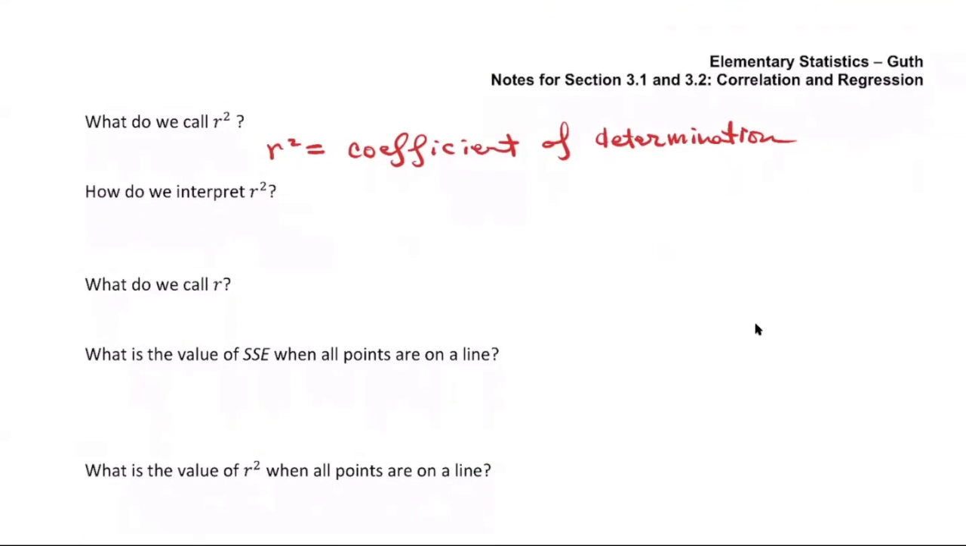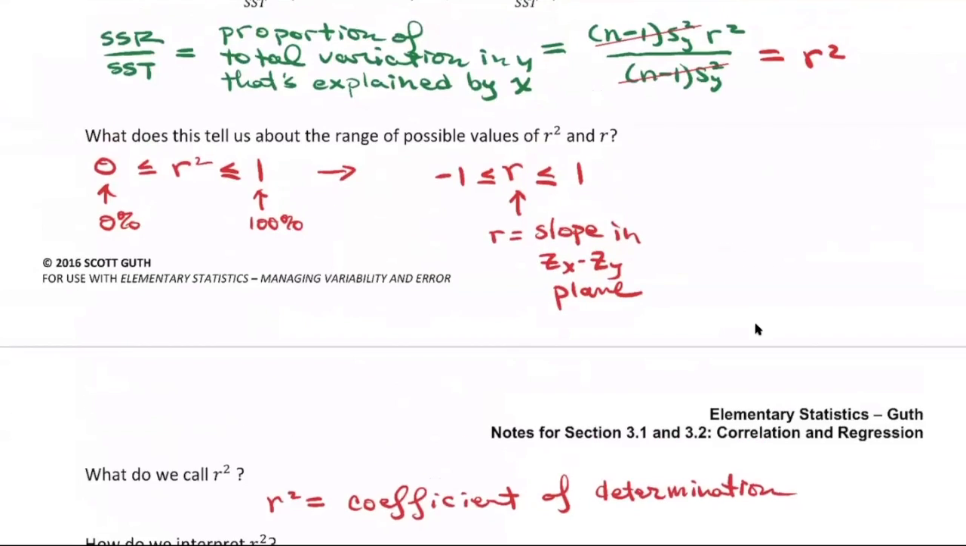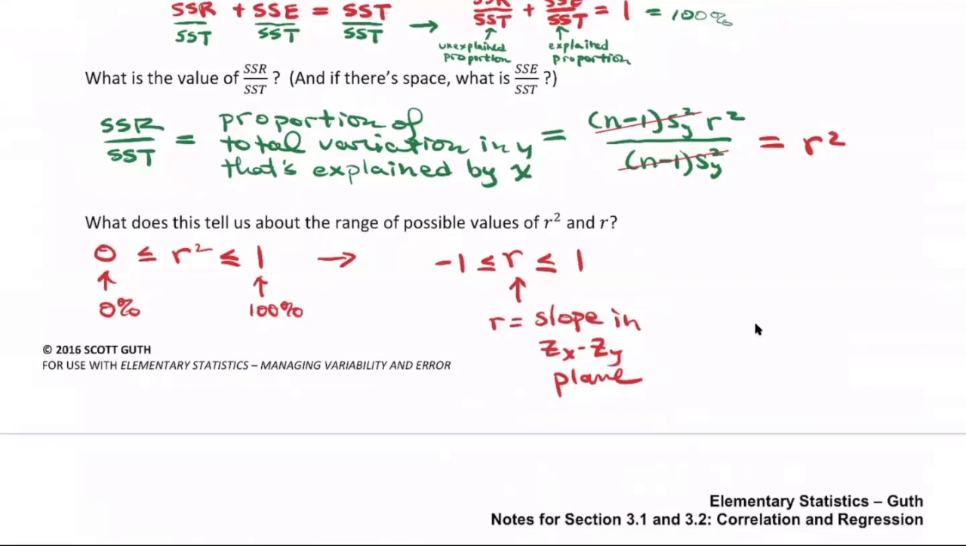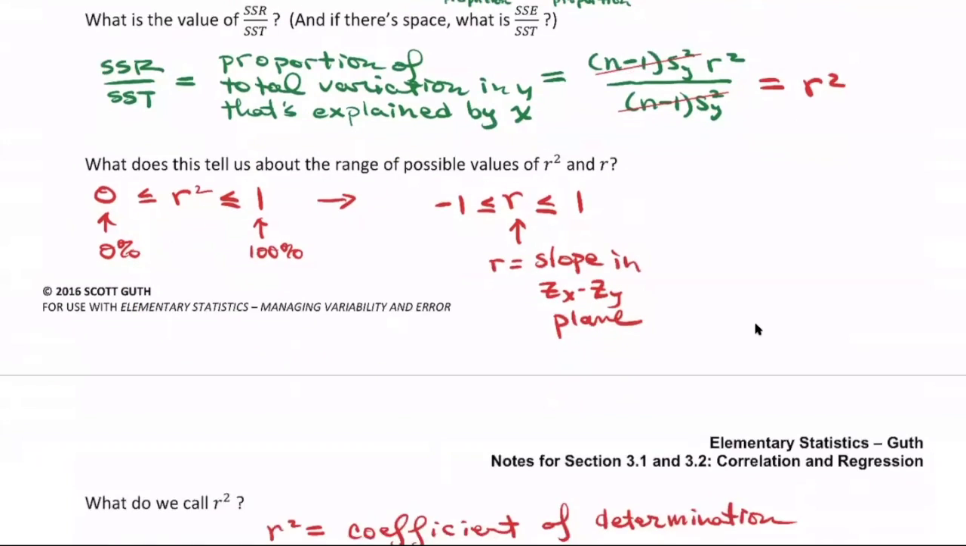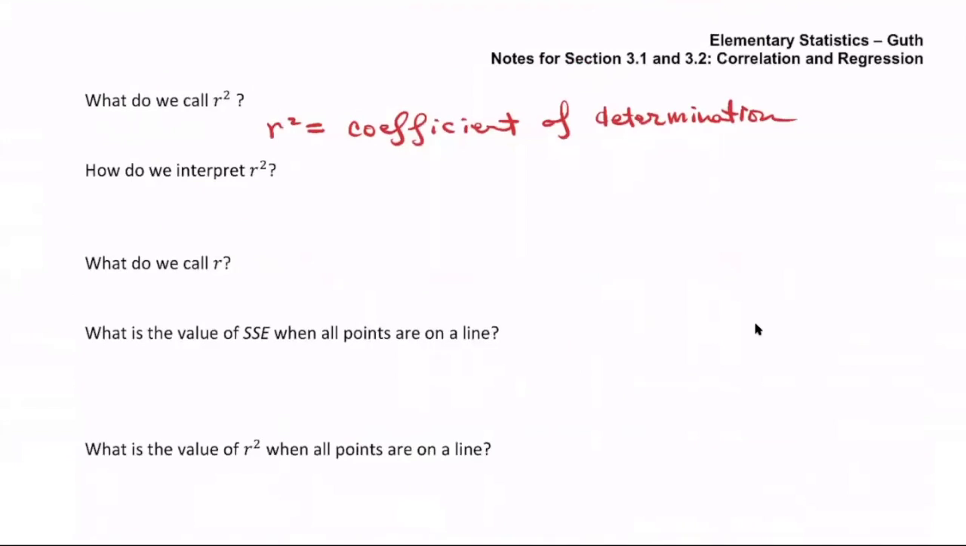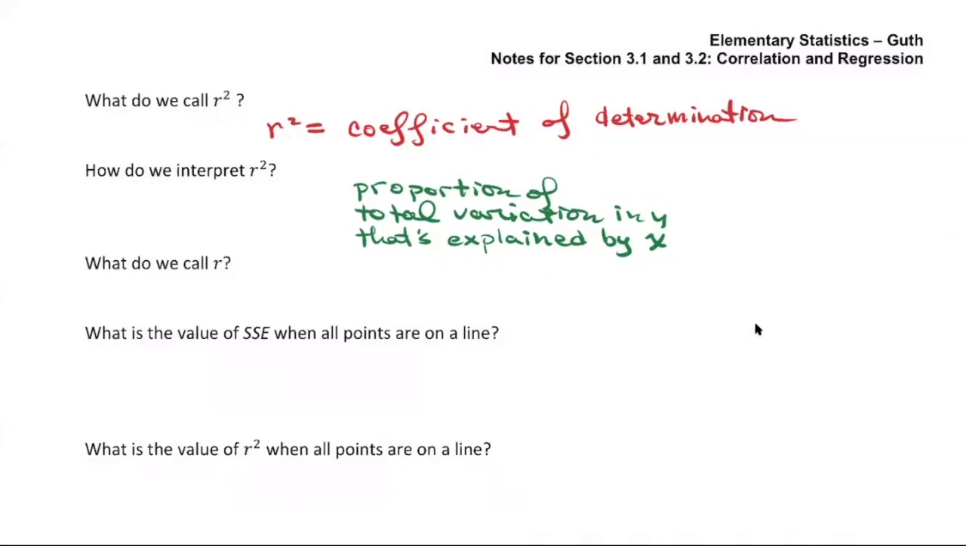How do we interpret r squared? Well, I think I would just copy this statement down. And how do we interpret r squared? This way. And that's important. So r squared is called the coefficient of determination.